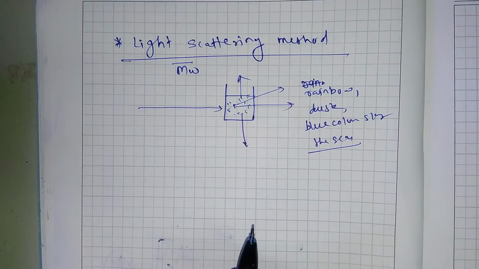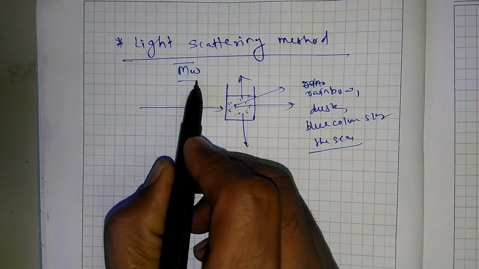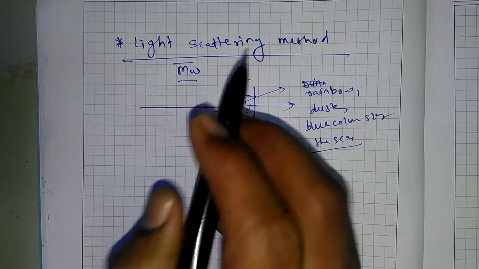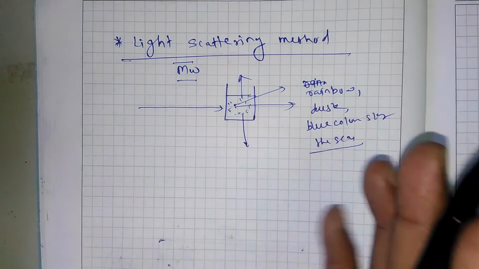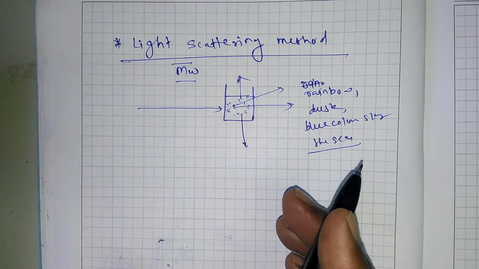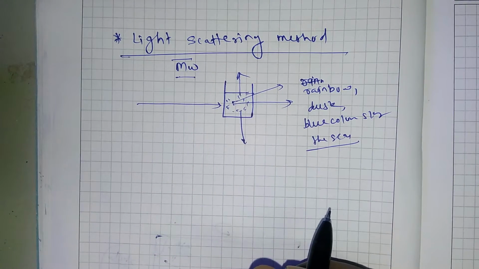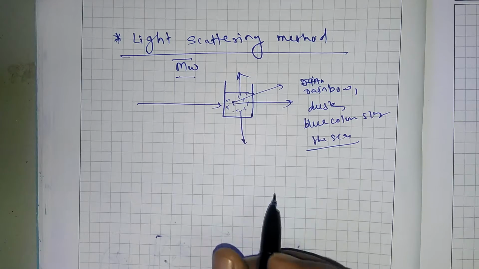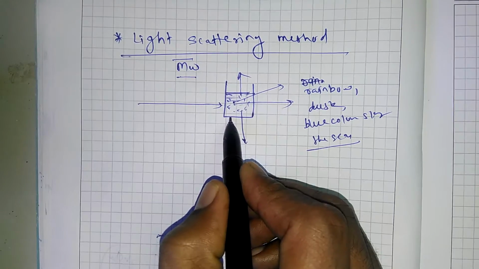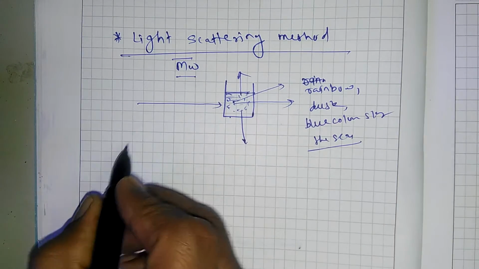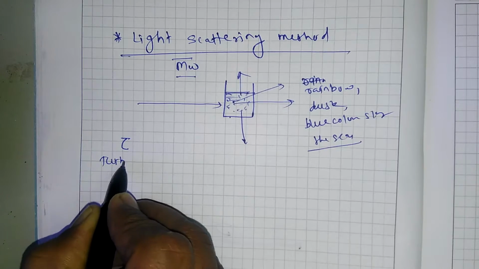So in this method we can determine the number average molecular weight of the polymer sample. When a beam of light is passed through the polymer solution, it gets scattered. It is due to the scattering of light that most of the sols appear turbid. So many polymer solutions are turbid solutions, and we can measure this in terms of the turbidity.